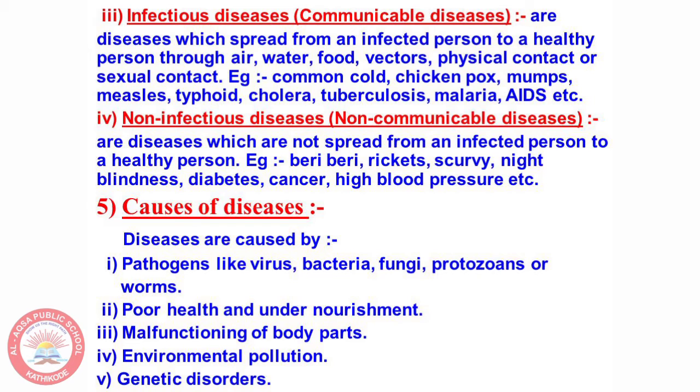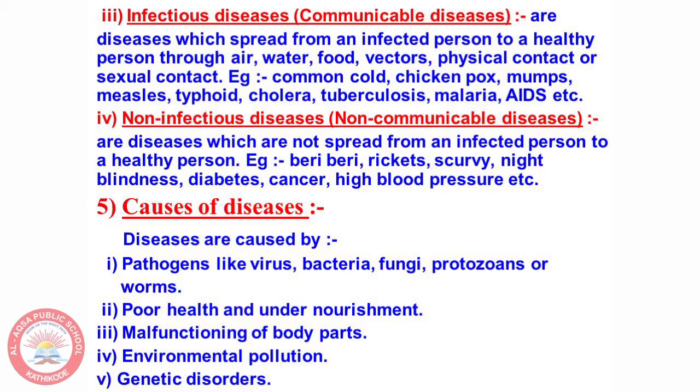Infectious diseases or communicable diseases are the diseases which spread from an infected person to a healthy person through various agents like air, water, food, vectors, physical contact, or sexual contact. Example: common cold, chickenpox, mumps, measles, etc. Whereas non-infectious diseases or non-communicable diseases are those which are not spread from an infected person to a healthy person. For example, cancer, diabetes, high blood pressure, etc.